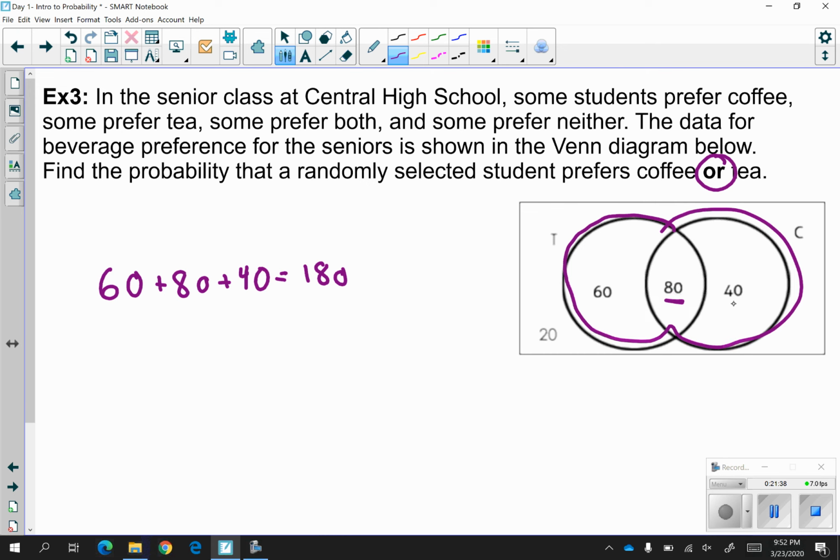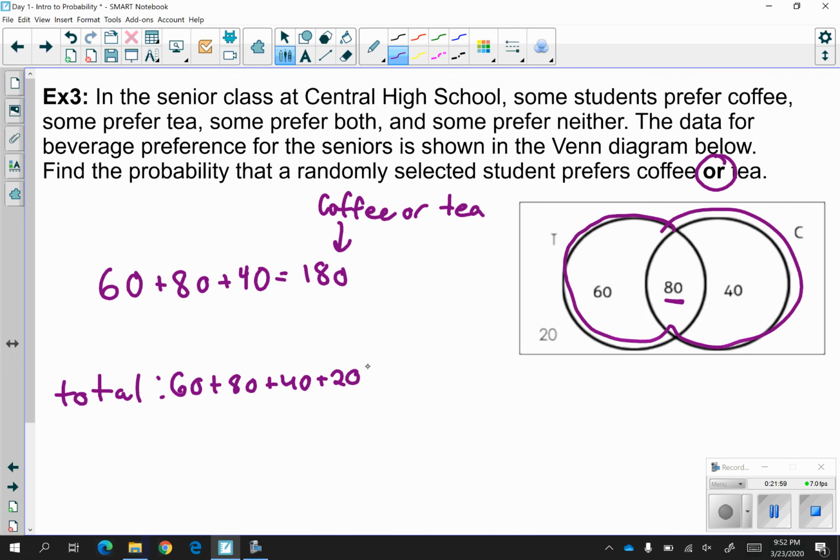Now you actually have to find the total. To get the total, add up every single number that you see. So you have 60 plus 80 plus 40 plus 20. That's going to give you a total of 200 people. So your probability is 180 over 200.